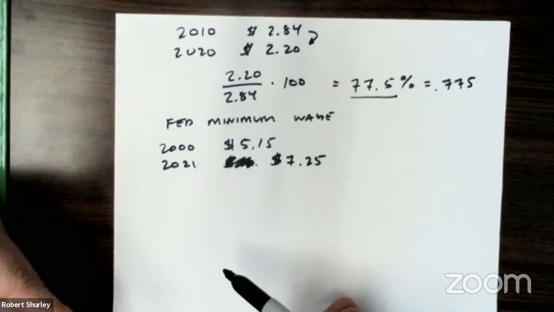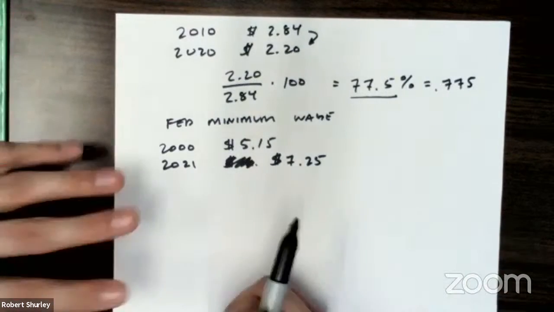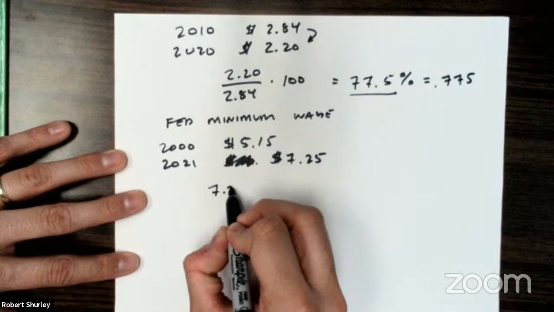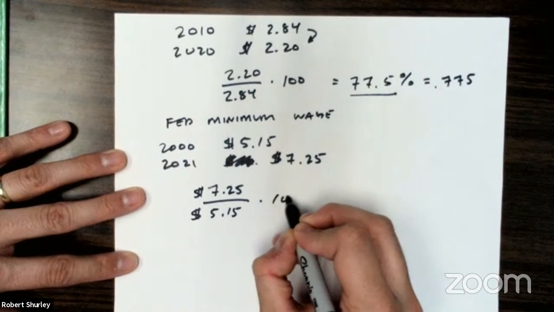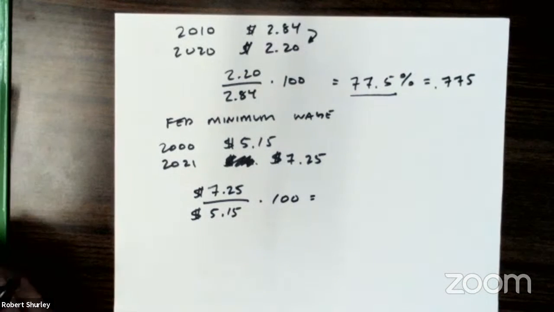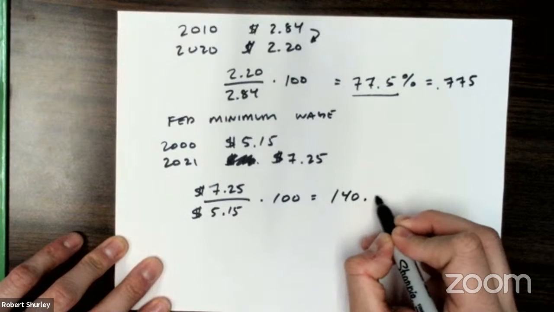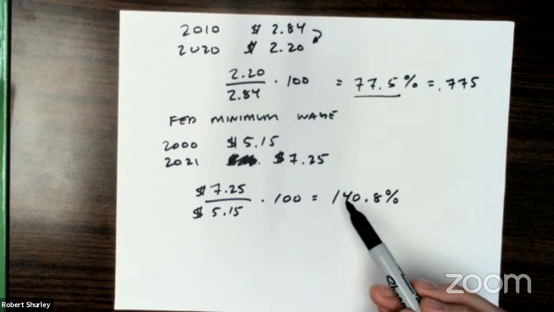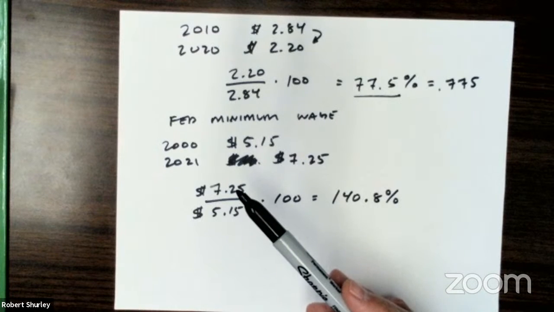So I just want to know, how much did it increase? Of course, we see that it increases, it's not going to decrease. So what's the index value for that? To find the index value, we put the new value, 7.25, over the reference value times 100. So 7.25 divided by 5.15 times 100 gives 140.8%. So it really rose 40%, or it's 1.408 times the federal minimum wage from 2000.